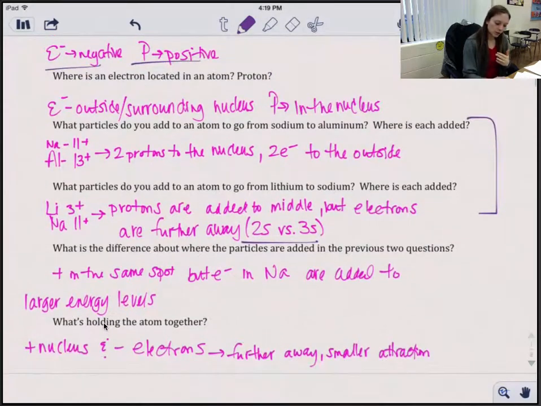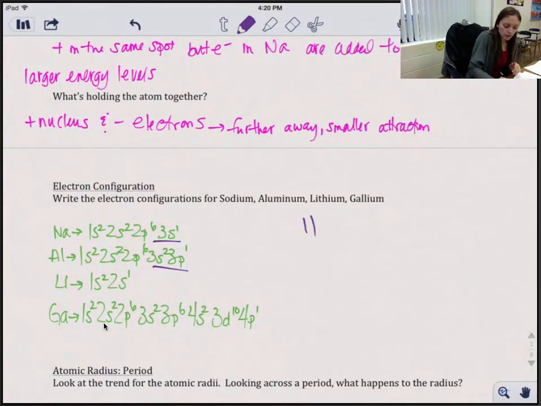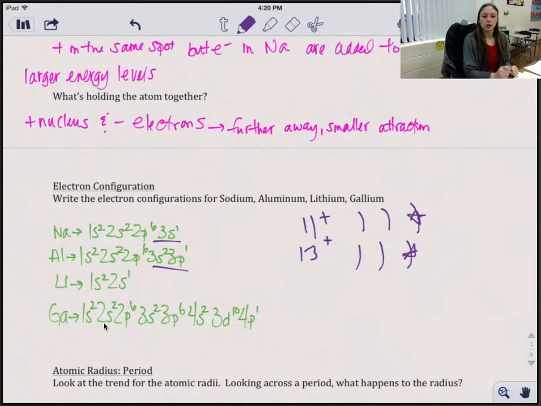Well, what I said right up here in this problem, it says sodium to aluminum. I add 2 protons, and I also add 2 electrons. But since sodium and aluminum end in the same level, they're both in a 3, those electrons are the same distance away. So when we talk about 11 and 13, aluminum has 2 more protons in the core, but in this third level, so I'm going to do these as my levels: first level, second level, third level. They both have their last electrons here in this third level, so I'm not gaining more levels for electrons.